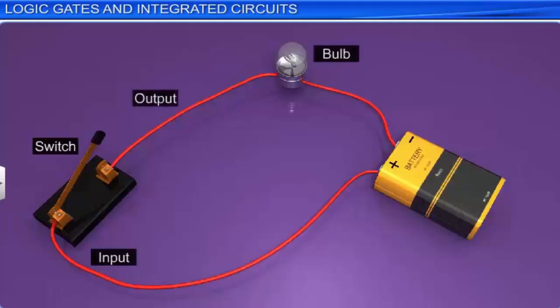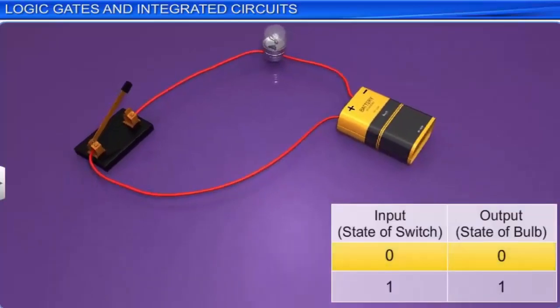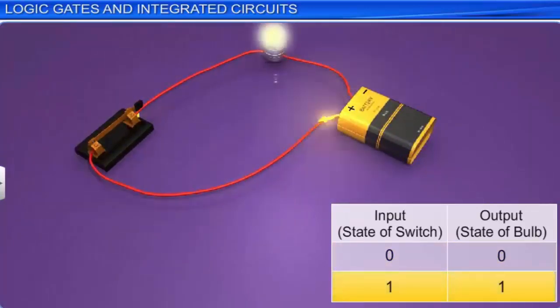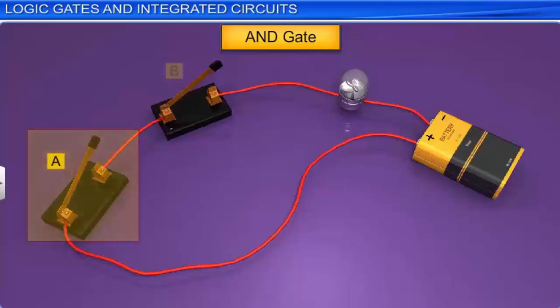An open switch represents an input of 0. The bulb remains off in this condition and represents an output of 0. A closed switch represents an input of 1. The bulb lights up in this condition and represents an output of 1. Now here is a circuit representing an AND gate. An AND gate has 2 or more inputs. The two switches A and B represent 2 inputs and the bulb O represents the output of the logic gate.